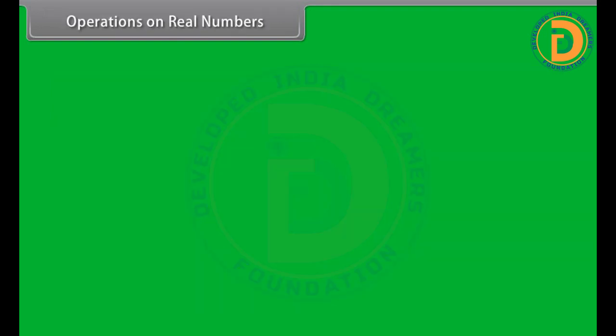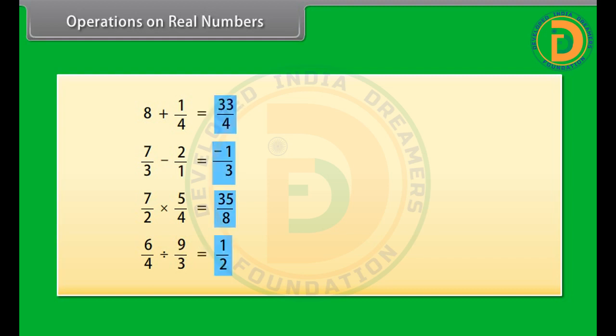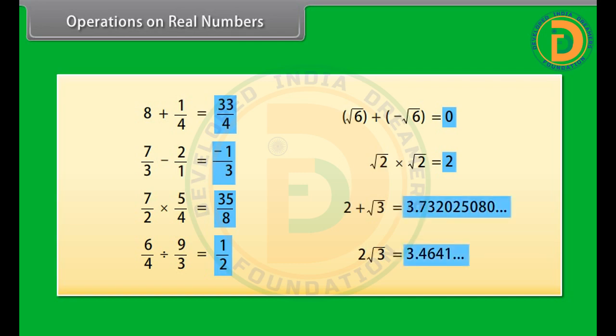Operations on real numbers. Can you tell what we get if we add, subtract, multiply, or divide two rational numbers? We will get a rational number. But if we add, subtract, multiply, or divide irrational numbers, the number we get is not always irrational. Now think, what do we get if we add or multiply a rational number with an irrational number? The answer we get is an irrational number.